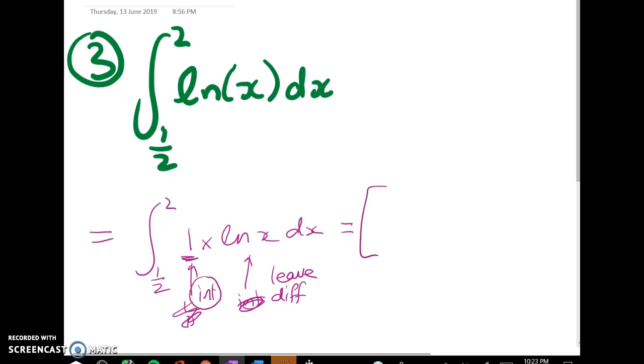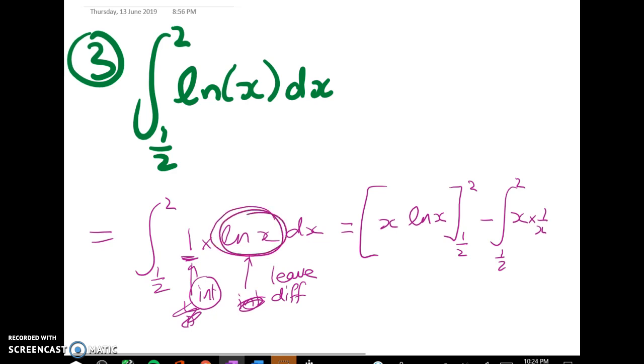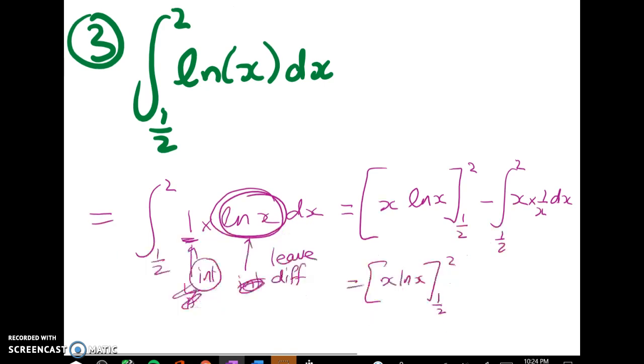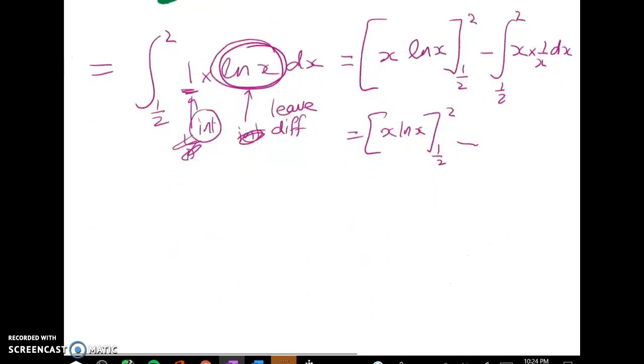So when I integrate 1, I get x, and I leave the natural log, and I evaluate it at those limits, minus the integral from 2 to a half of x times 1 over x. So I'm now differentiating this log dx. So that gives me this integral, minus this integral. So this becomes 1. The integral of 1 is just x.